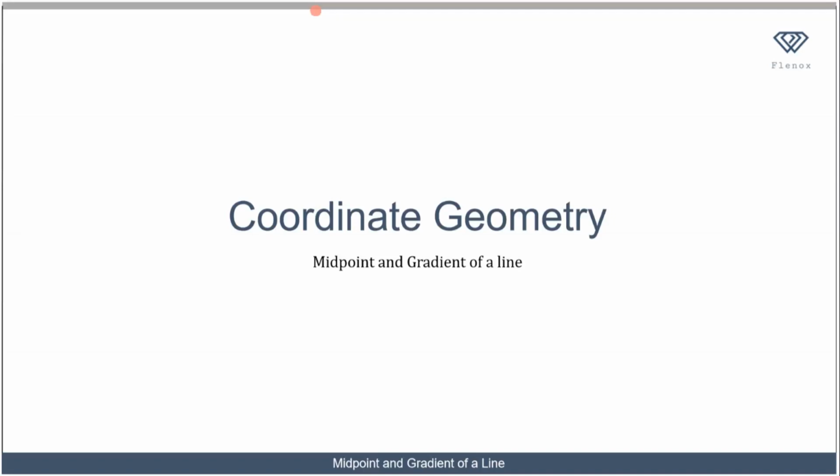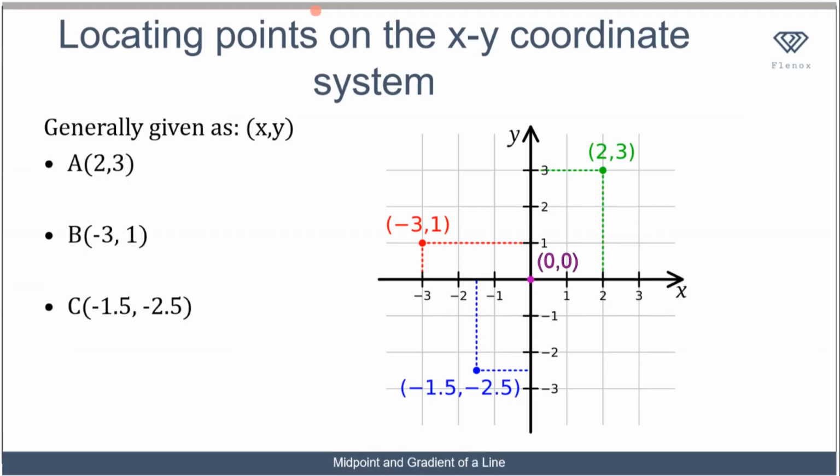Now let's look at midpoint and gradient of a line. So first, we're going to see how to locate points on the XY coordinate system. Every point on this XY coordinate system can be generally denoted as x, y. So x, y gives us the position of a point in the XY plane.